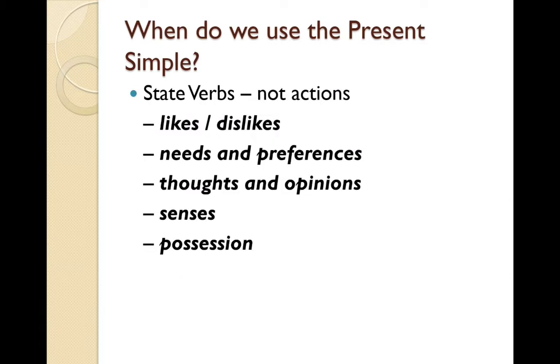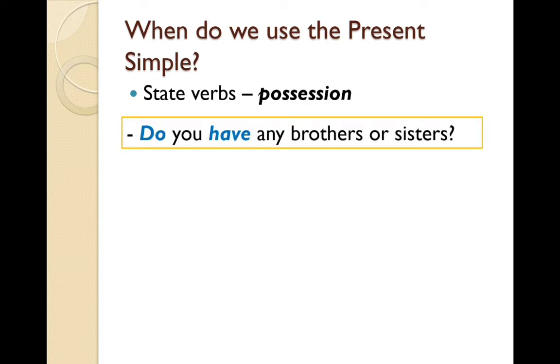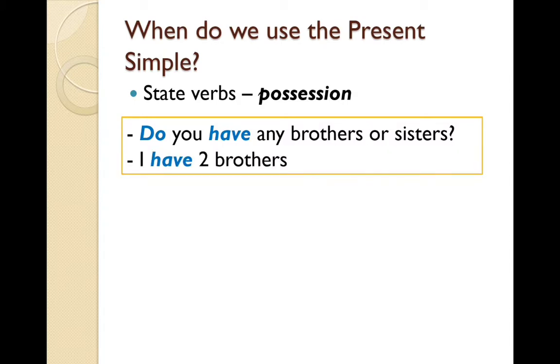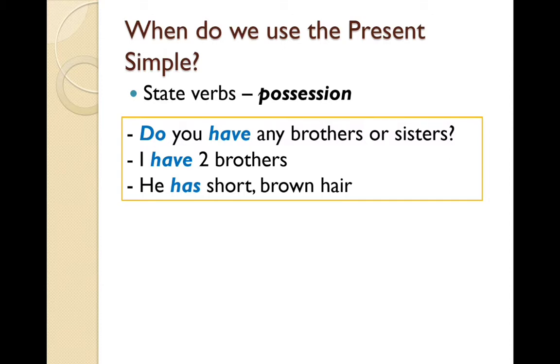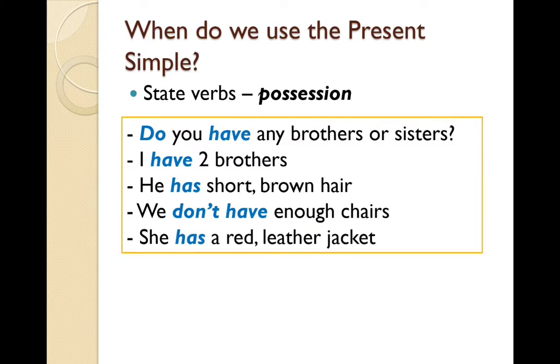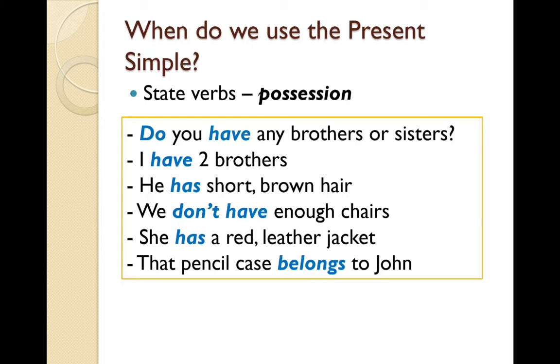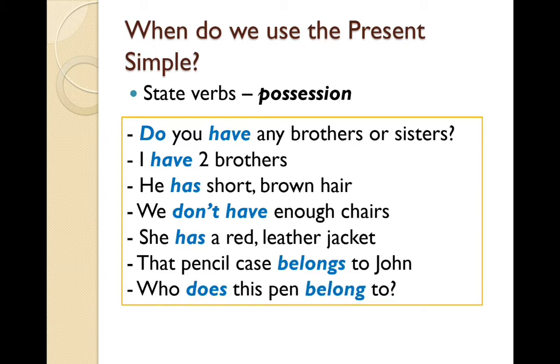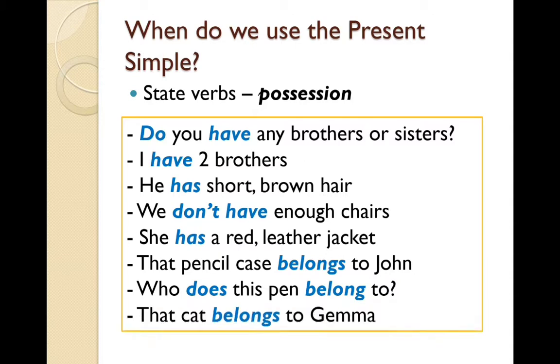And another example of a state verb is when we talk about possession and we use the verbs have and belong. Do you have any brothers or sisters? I have 2 brothers. He has short brown hair. We don't have enough chairs. She has a red leather jacket. That pencil case belongs to John. Who does this pen belong to? That cat belongs to Gemma.